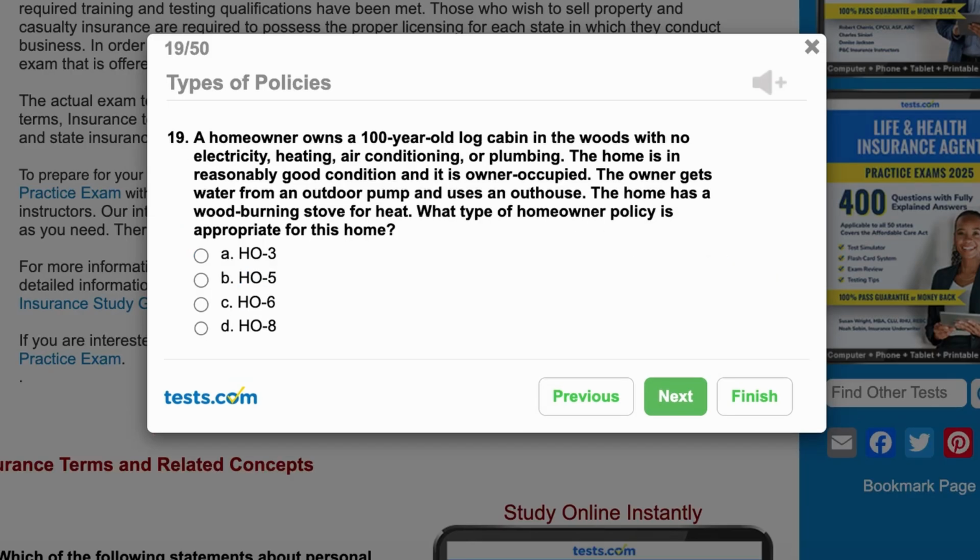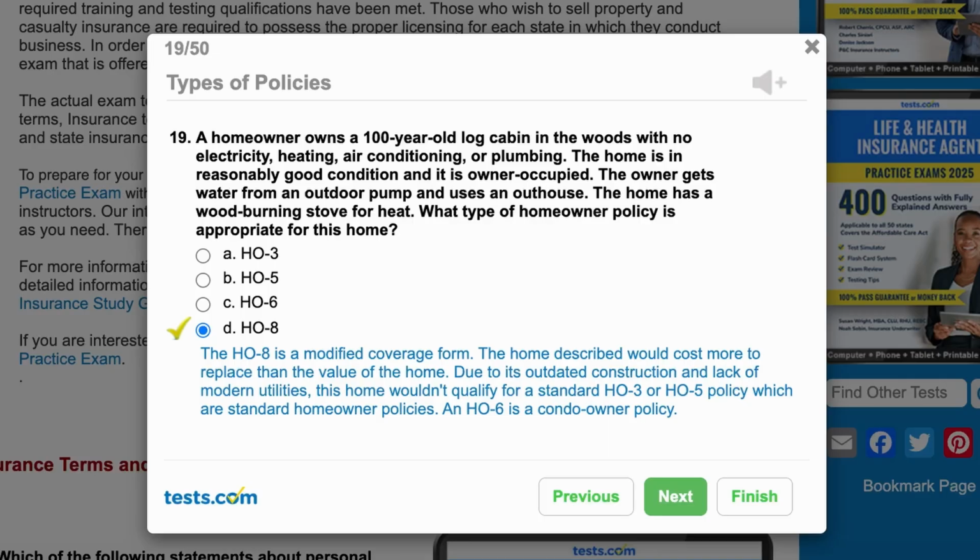Question 19. A homeowner owns a 100-year-old log cabin in the woods with no electricity, heating, air conditioning, or plumbing. The home is in reasonably good condition, and it is owner-occupied. The owner gets water from an outdoor pump and uses an outhouse. The home has a wood-burning stove for heat. What type of homeowner policy is appropriate for this home? A. HO3, B. HO5, C. HO6, D. HO8. D. HO8.